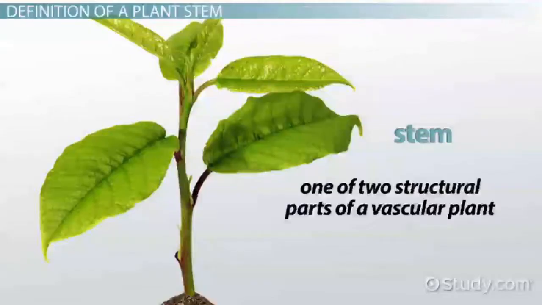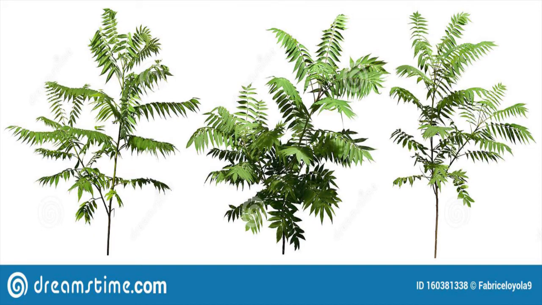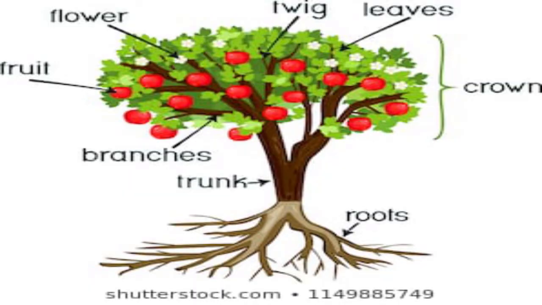The stem. The stem is the main part of the shoot. It helps the plant to stand up. Branches grow from the stem. Leaves, flowers, and fruits grow on the branches. The stem of a tree is called the trunk.